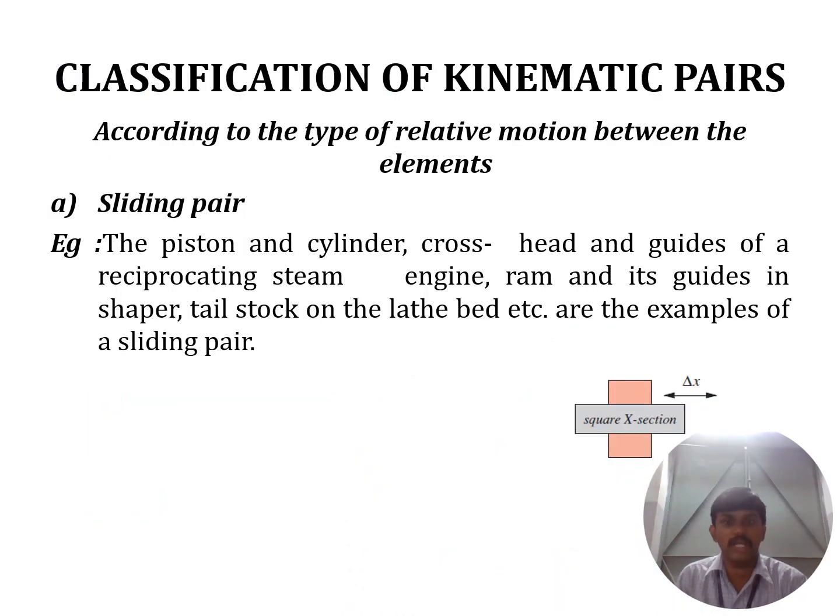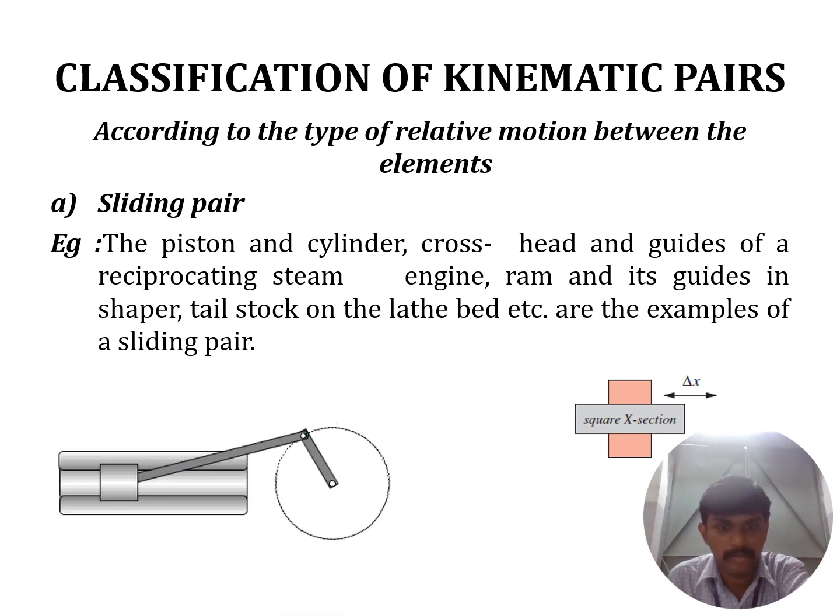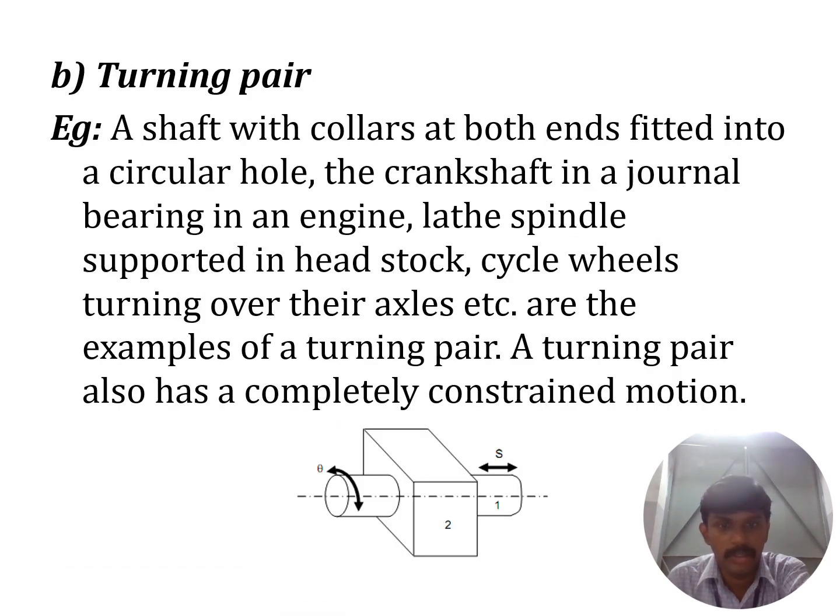The next, the classification of kinematic pairs. Based on the types of relative motion, first is the sliding pair. For example, the piston and cylinder form a sliding pair. Then the turning pair. The turning pair means the shaft with a collar is fitted into a circular hole. The shaft is allowed to rotate, so it is a turning pair.